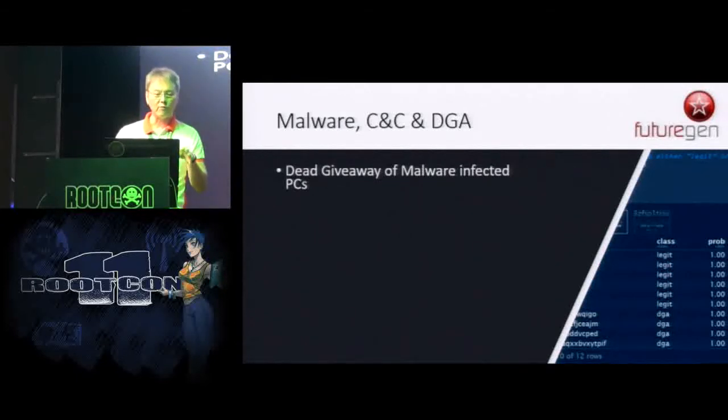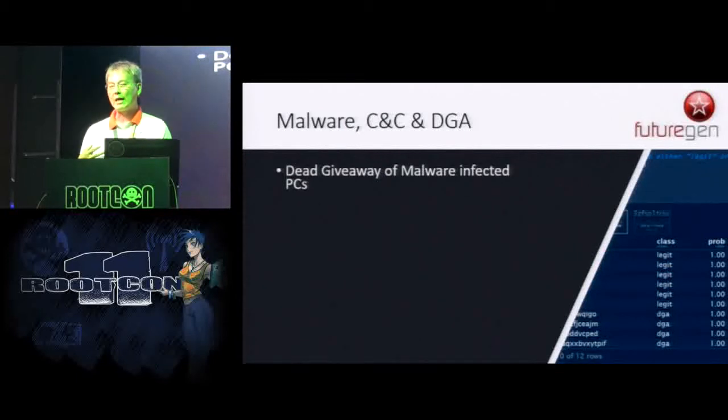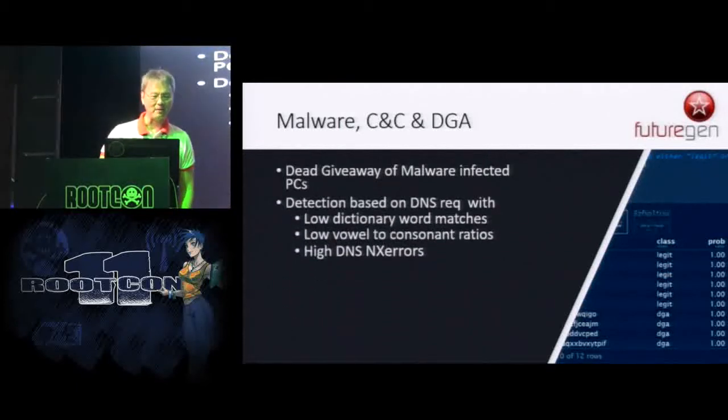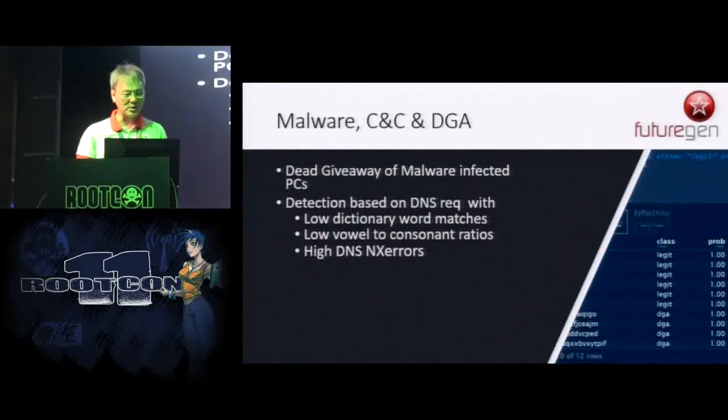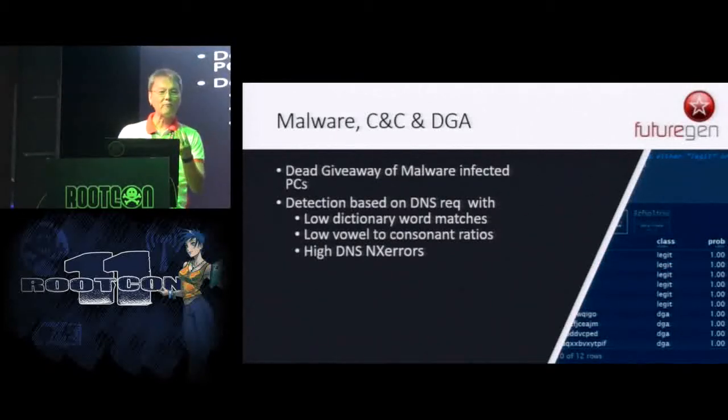So one of the dead giveaways of malware-infected PCs is that suddenly you see a lot of DGA-created DNS queries in your DNS logs, correct? Once one of your PCs is infected, it will start doing DNS queries, and you will see a lot of DGAs. So am I making sense so far? Alright? Okay.